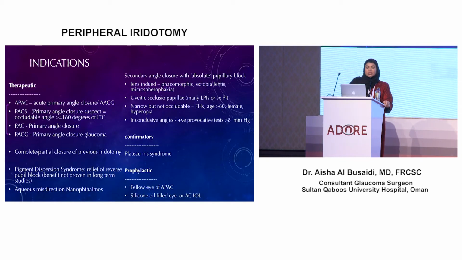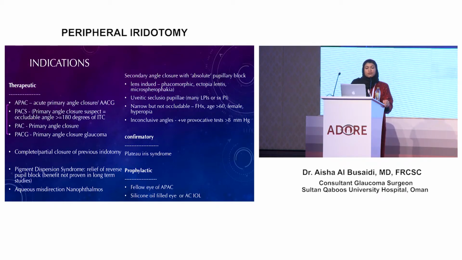So the indication for a PI would classically be to abort an attack of acute primary angle closure glaucoma. You can use it in any form of angle closure glaucoma, whether it's primary angle closure suspects, those who have occludable angles, classified as having 180 degrees or more of iridotrabecular contact, or inability to visualize the posterior TM. Primary angle closure are patients with occludable angles and high pressure or peripheral anterior synechiae, as well as PACG, which is all of the above plus glaucomatous optic neuropathy.